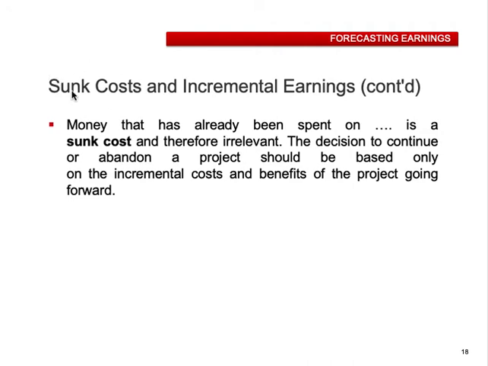Looking at sunk costs in our model, we can identify the money that we spent on a feasibility study of 300,000 euros. This expense is irrelevant for our financial model and should not be included. Why? Because the decision to continue or abandon a project should be based only on the incremental cost and benefit of the project going forward. So if Space Agency has spent some money on a feasibility study before the project, we consider that a historical expense and it should not be included in our forecasted earnings.